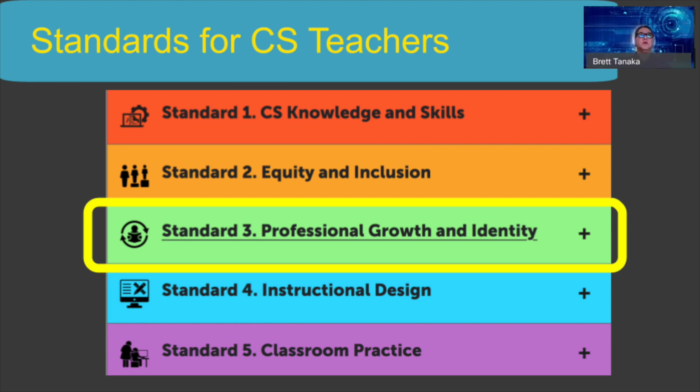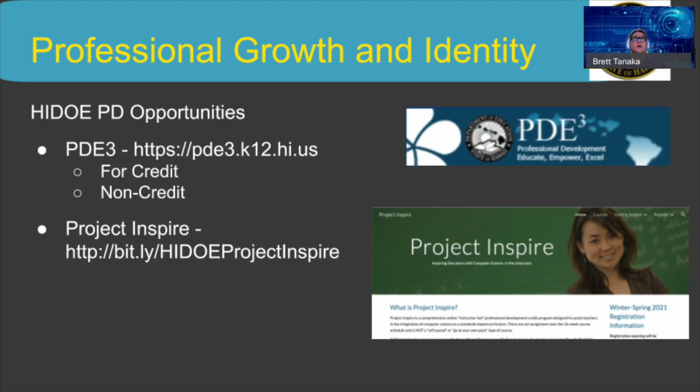The next Standard 3, Professional Growth and Identity, focuses on continuous professional learning and participation or collaboration in a larger computer science education community. For all HIDOE teachers, for-credit and non-credit computer science-related courses and learning opportunities can be found on the PDE3 website. In addition, computer science professional development courses are promoted through the Project Inspired program that offers online computer science related PD courses.